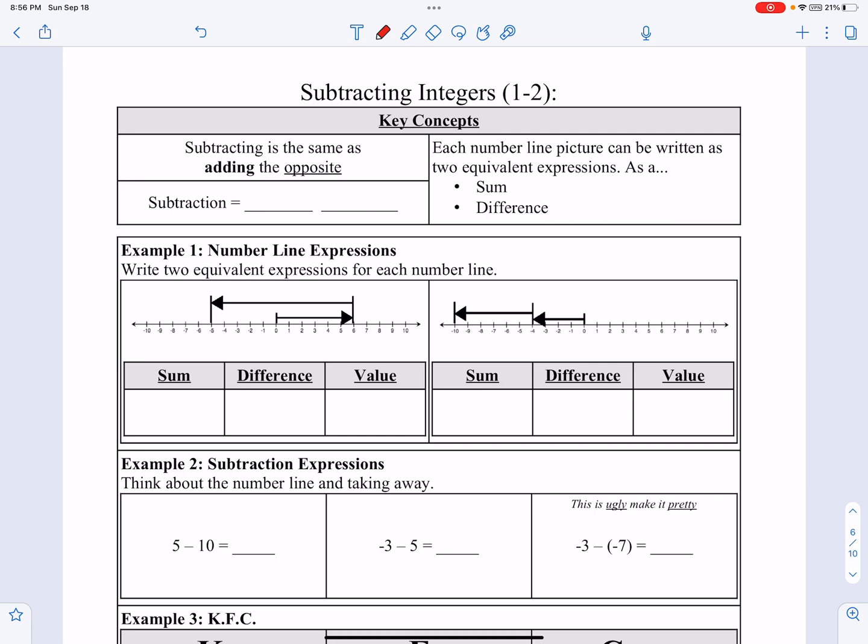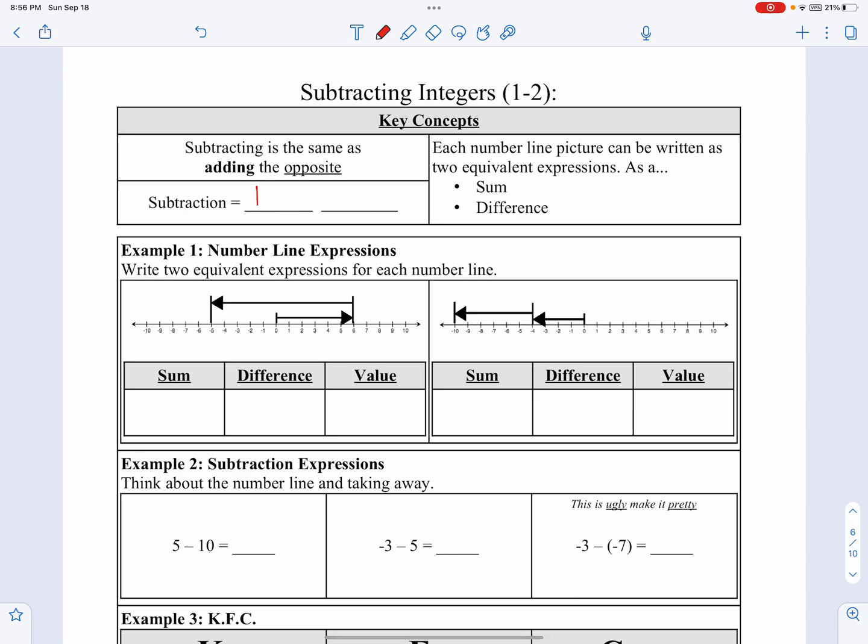So key concepts for subtracting integers. First of all, the thing you have to understand is really you never are going to have to subtract integers. If you understand this concept that subtraction can always be changed to an addition equation, then you just remember your adding integers rules and you're all set to go. But it's good to understand both concepts as well.